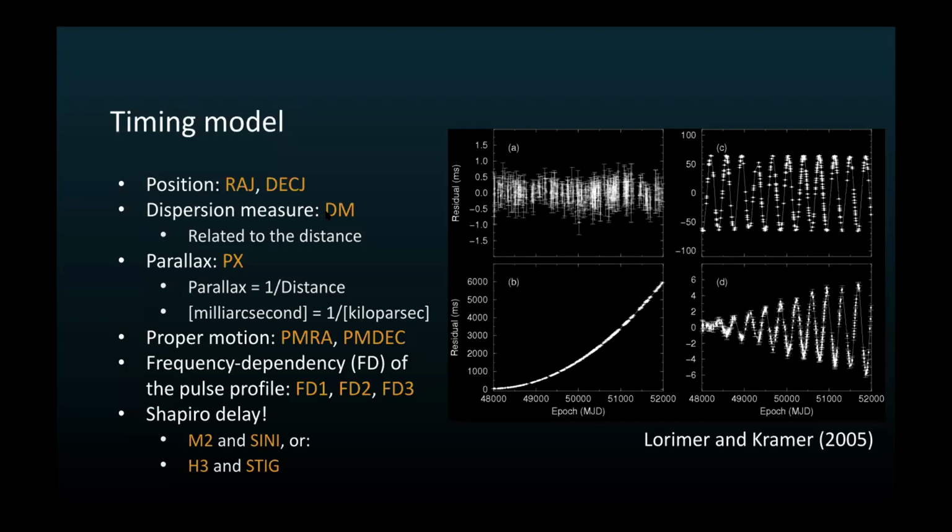So the dispersion measure is also the dispersion measure derivatives. So the first derivative of dispersion measure, time derivative that is dm1, and that is a linear trend in dm. So the parallax, which gives us the distance through just parallax equals 1 on distance. And the way this works out in units is that milliarcseconds is 1 on kiloparsec. And the units seem weird, but this comes from a small angle approximation in the definition of a parsec.